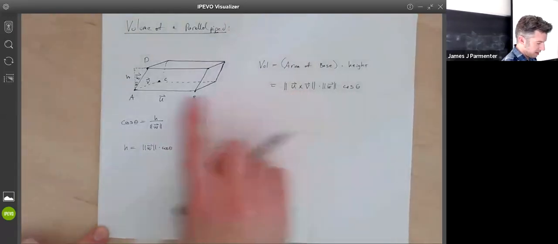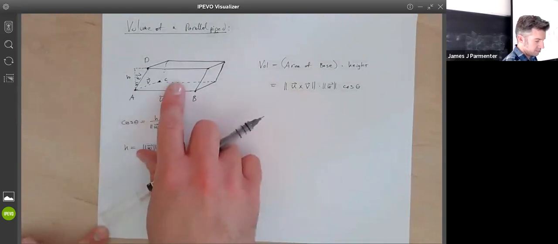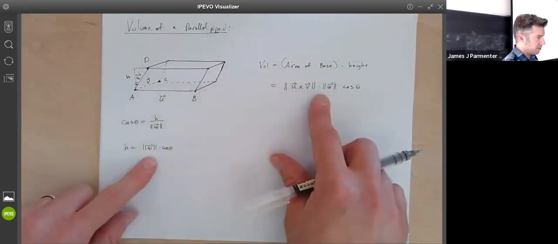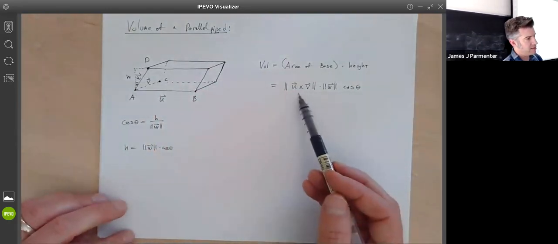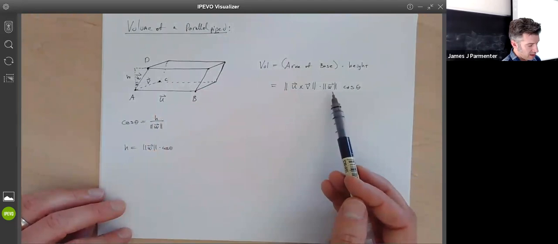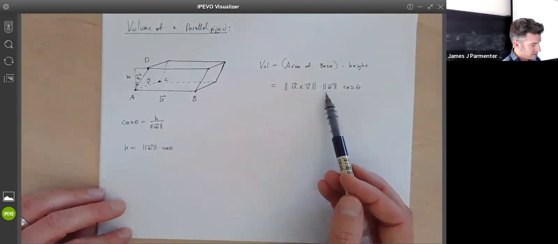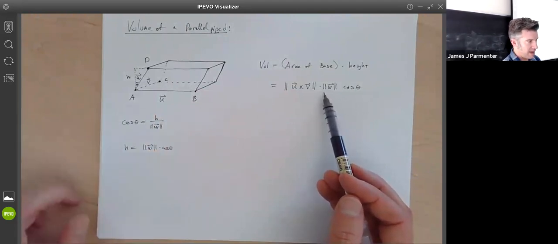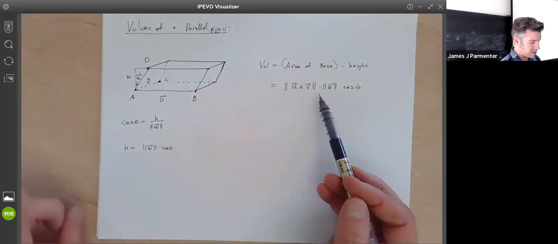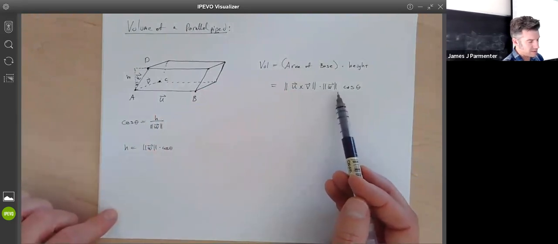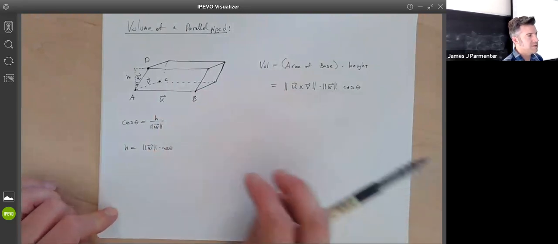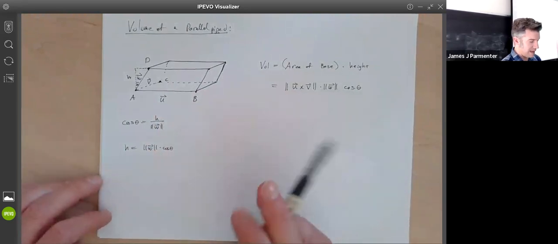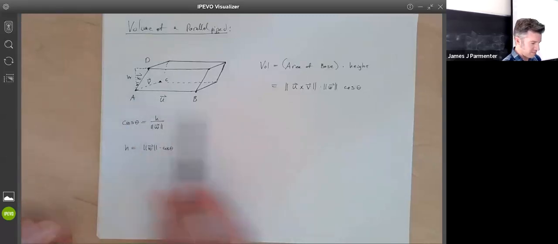Area of the base is the magnitude of U cross V times the height, which is the magnitude of W times cosine theta. But look what I've got: the magnitude of a vector times the magnitude of another vector times, and this is where we're going to need to say some words, the cosine of the angle between them. Maybe James, I don't see the angle between them. I see the angle you made up. Where's U?